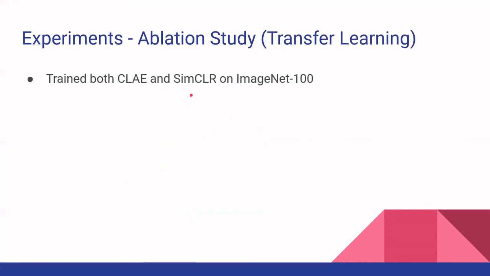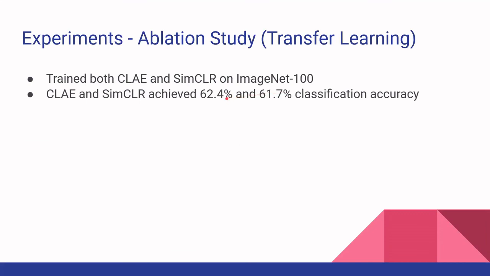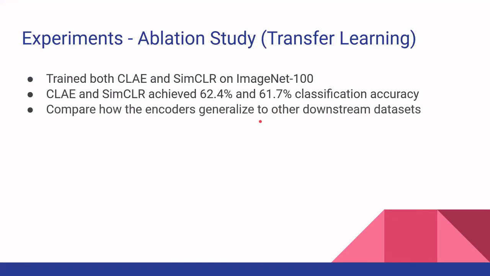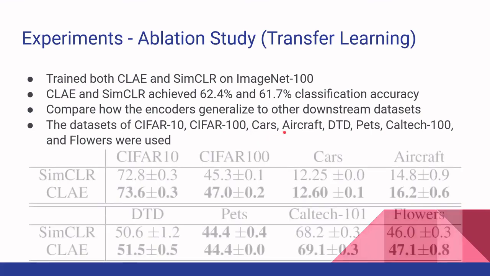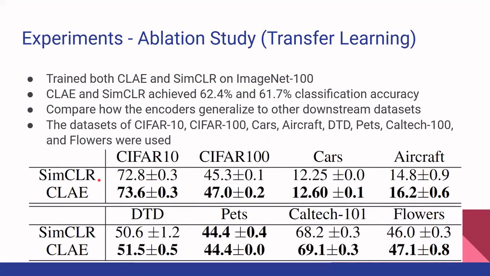So they also did a comparison of transfer learning. They trained both their algorithm and SimCLR on ImageNet 100, and they found that their algorithm and SimCLR achieved 62.4 and 61.7 classification accuracy respectively, and they compared it to 8 other downstream data sets. If you look right here, their algorithm outperformed SimCLR in all but one data set, with the exception of pets, which had similar performance as SimCLR.